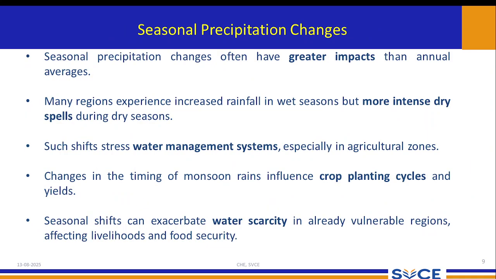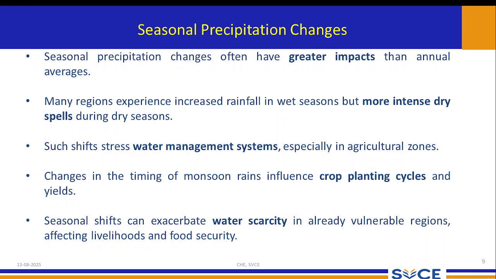Seasonal precipitation changes often have greater impact than annual averages. Okay, seasonal is having a greater impact when compared to the annual average. Many regions experience increased rainfall in wet seasons, but more intense dry spells during dry seasons. In wet seasons, there is an increase in rainfall, but more intense dry spells during dry seasons.